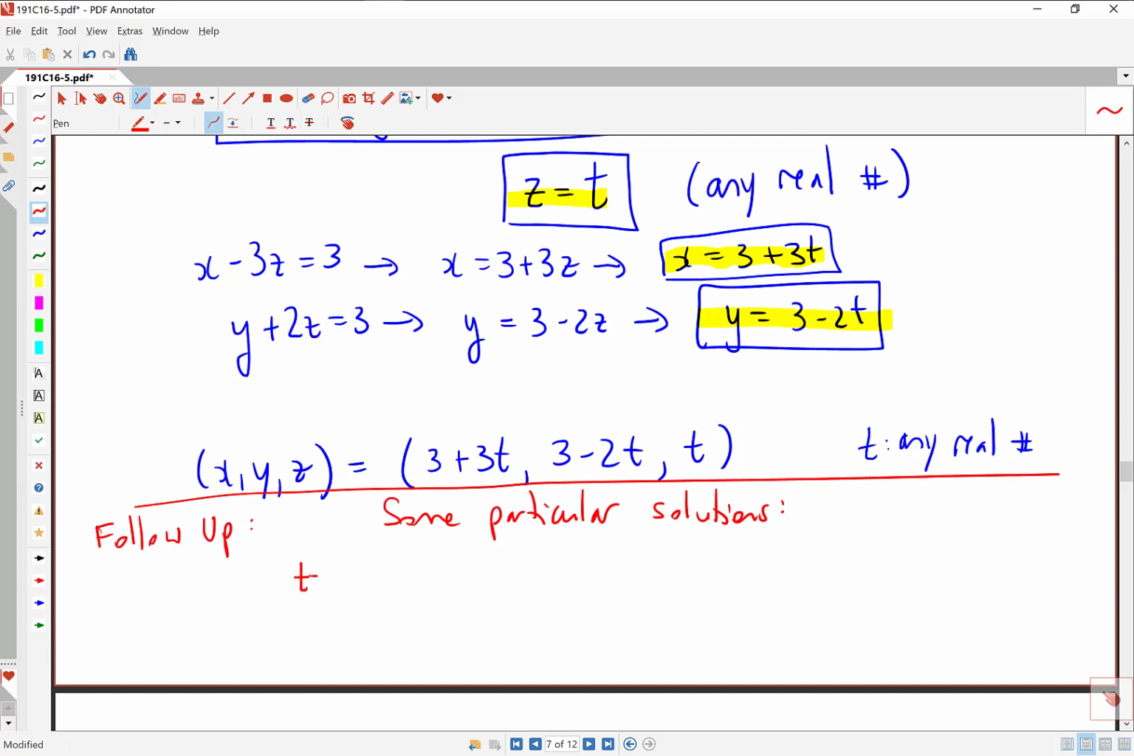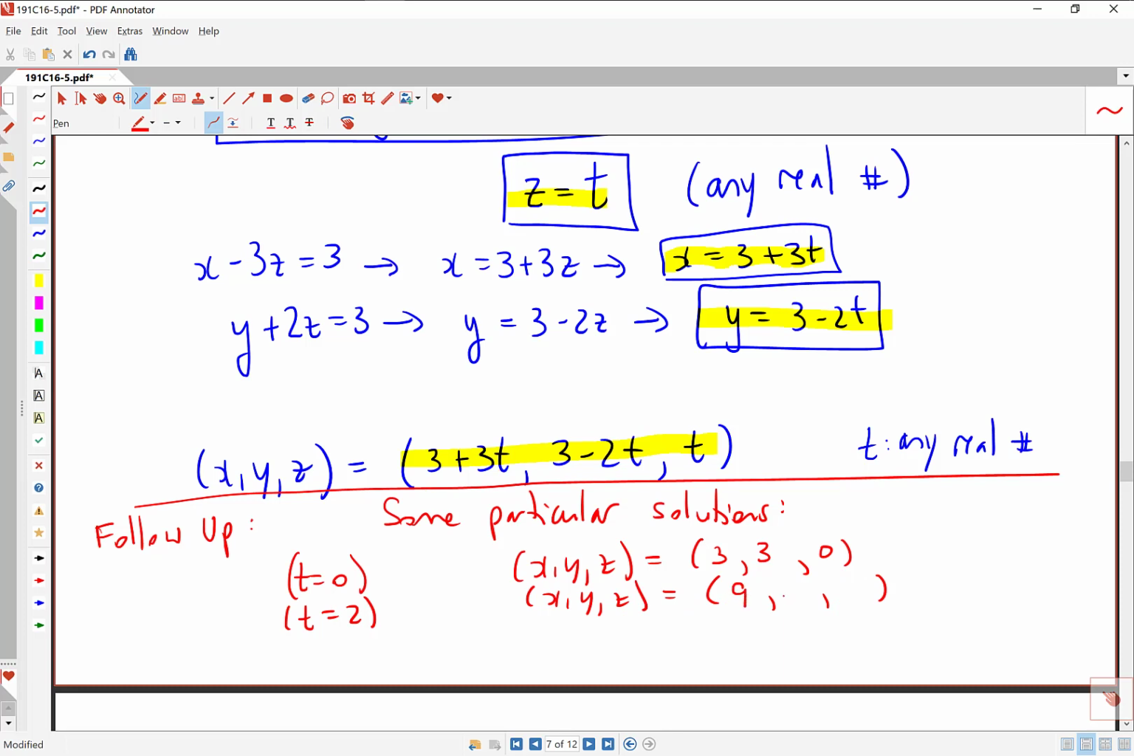So you might, for example, choose T equals 0 and just plug that in all the way across. And what that will lead you to is an ordered triple of X, Y, and Z values that will work. So if we let T equal 0 and we just plug that in here, we would have the combination 3, 3, 0. If you chose a different T value, like maybe T equal 2, then you're going to get a different triple of combinations of X, Y, and Z that will work. So if you chose T equal 2, you'd get, for example, 9, -1, and 2.